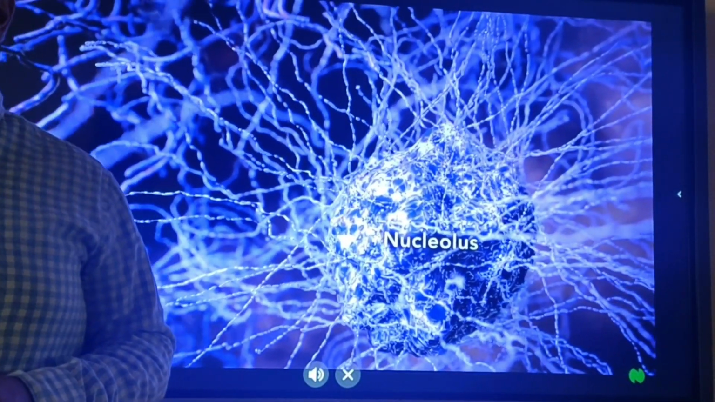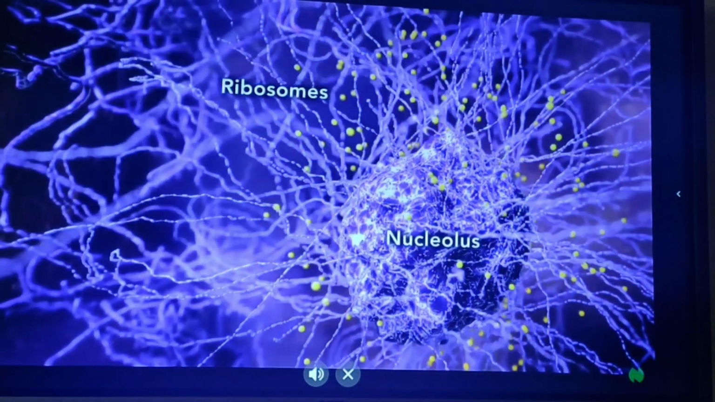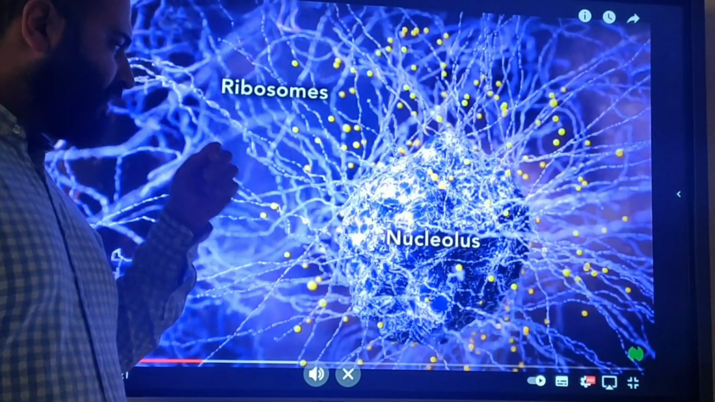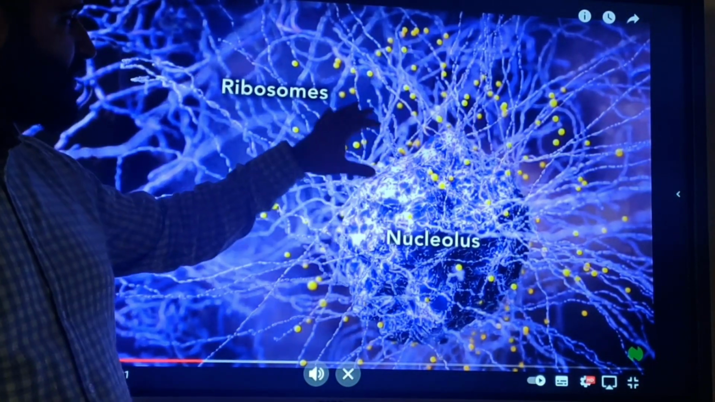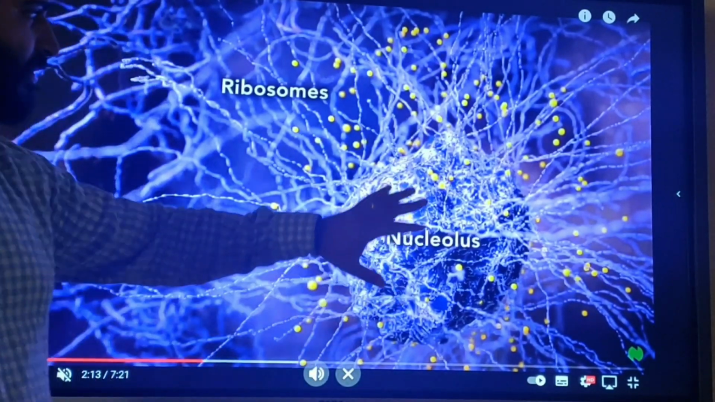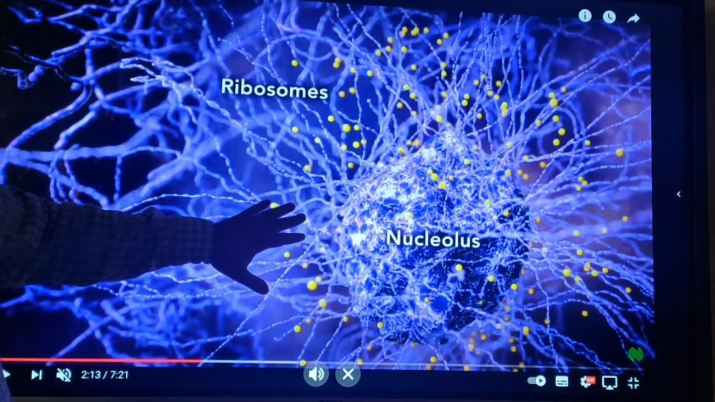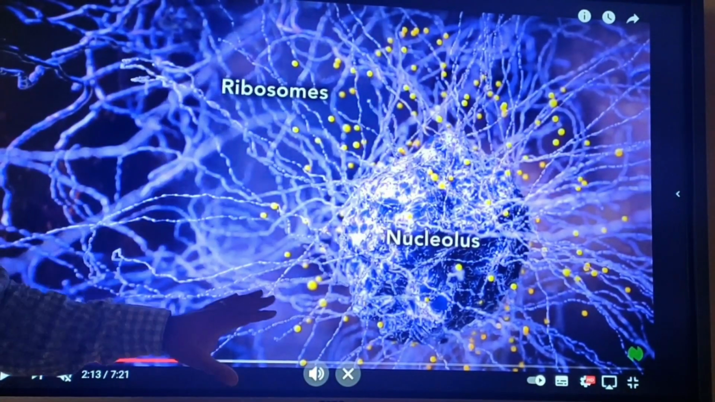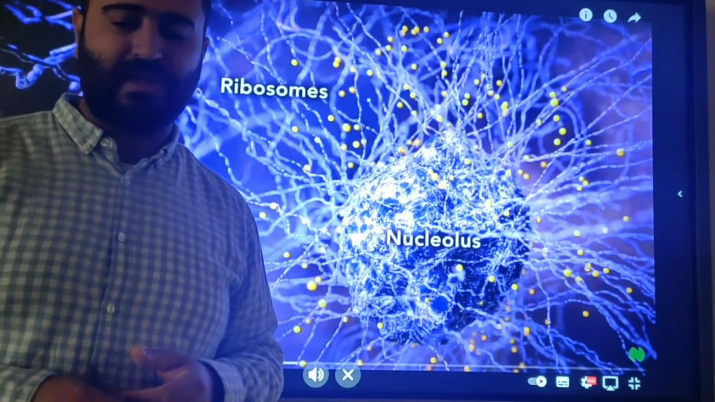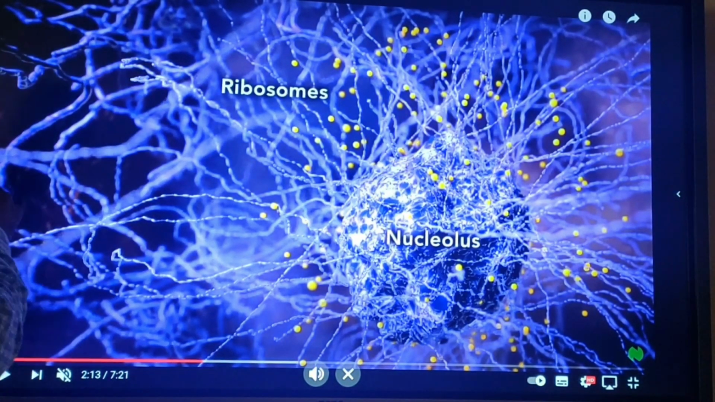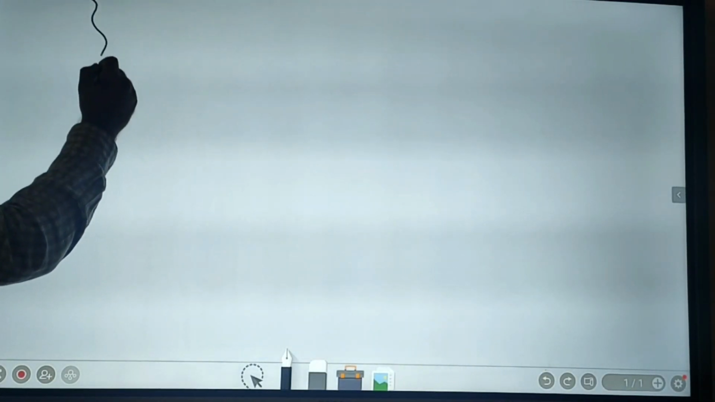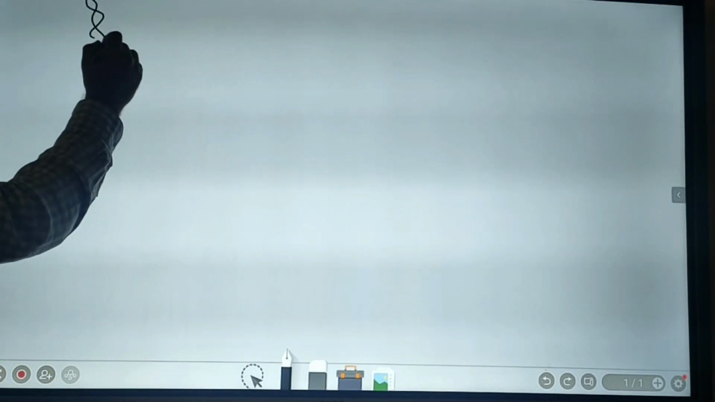In addition, we have within the nucleus the nucleolus that includes ribosomal DNA that is needed for the production of the ribosome. So this is how it looks inside the nucleus. We have the chromatin, we have the nucleolus, and all of this is surrounded by a membrane called the nuclear membrane.